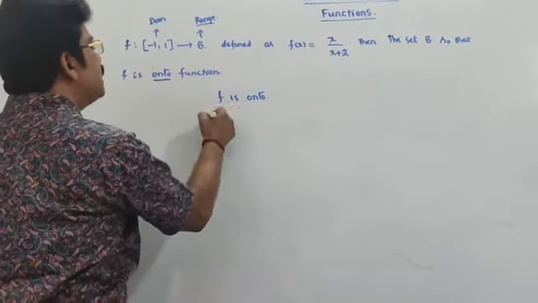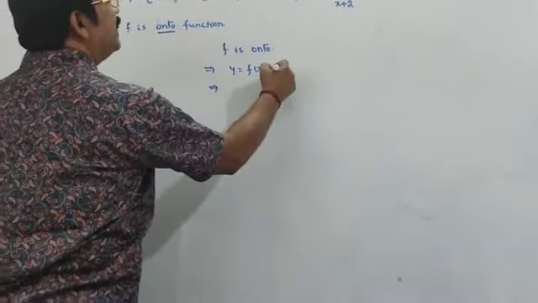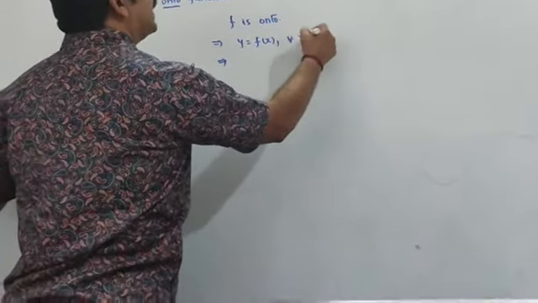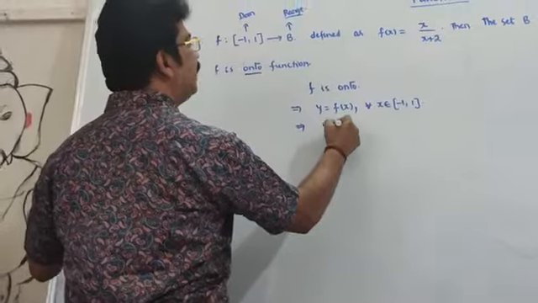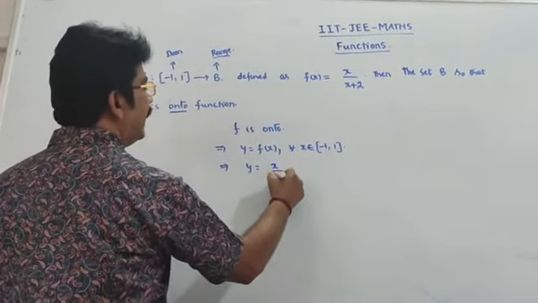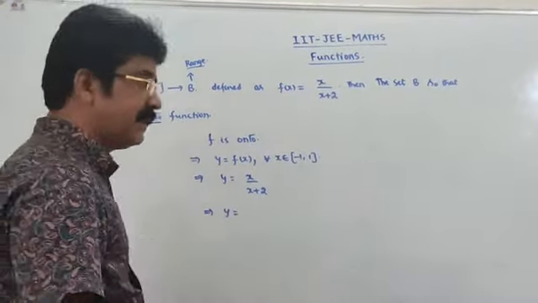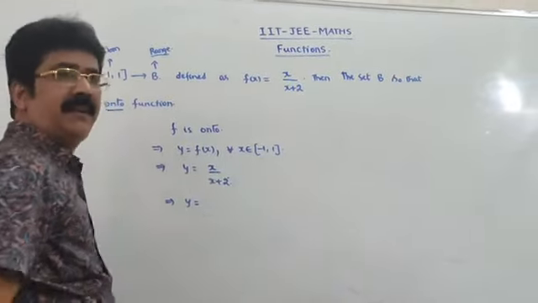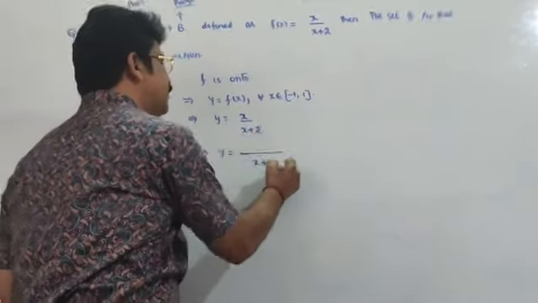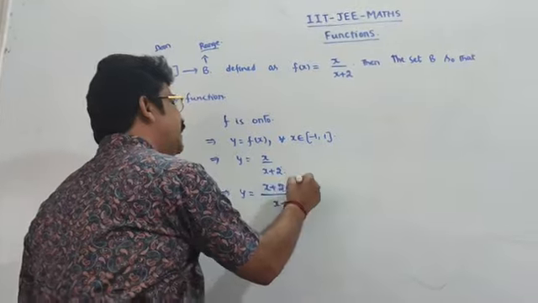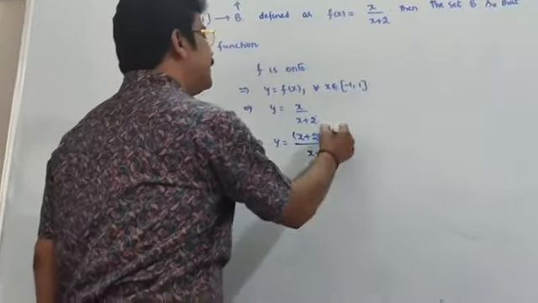f is an onto function. f is onto function means what? y is equal to f of x, so that implies, for all x belongs to the closed interval of -1, 1. So y is equal to f of x, that is x divided by x plus 2. Already I said in the previous question, here the denominator contains the constant 2. That's why I am introducing the same constant in the numerator also, so that it will become very easy. So treating this as one term and this as the second term.